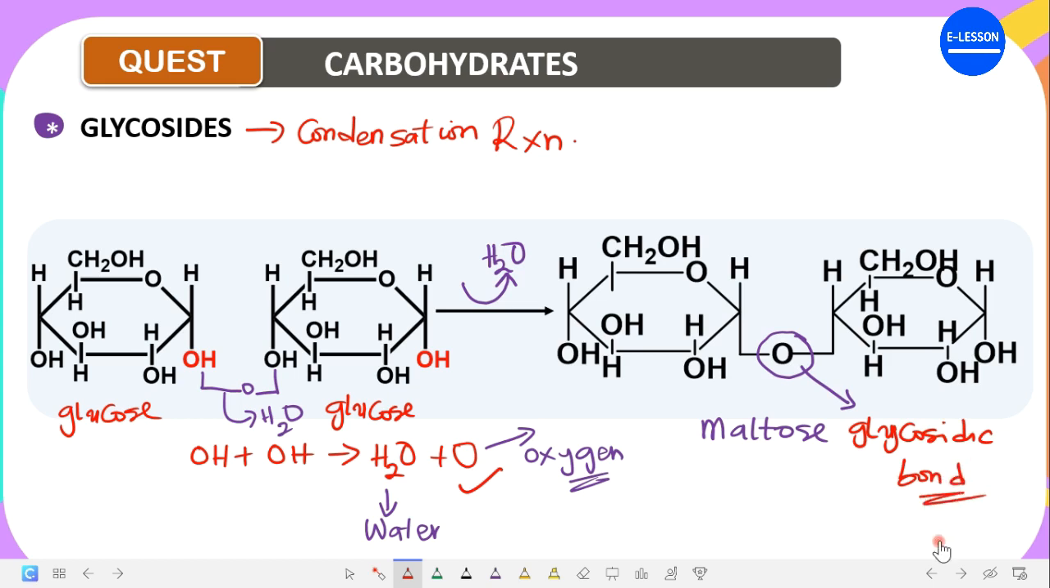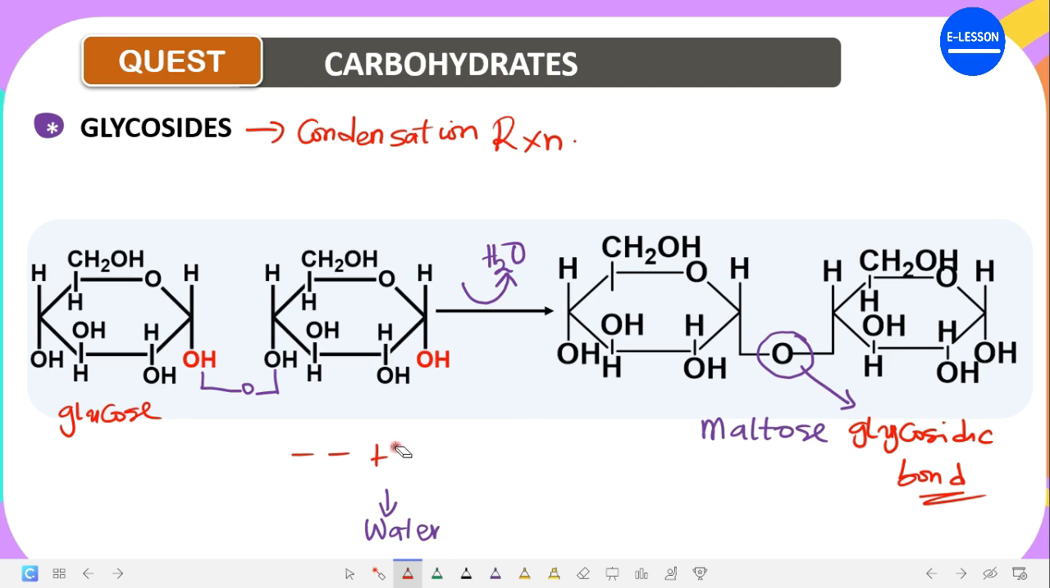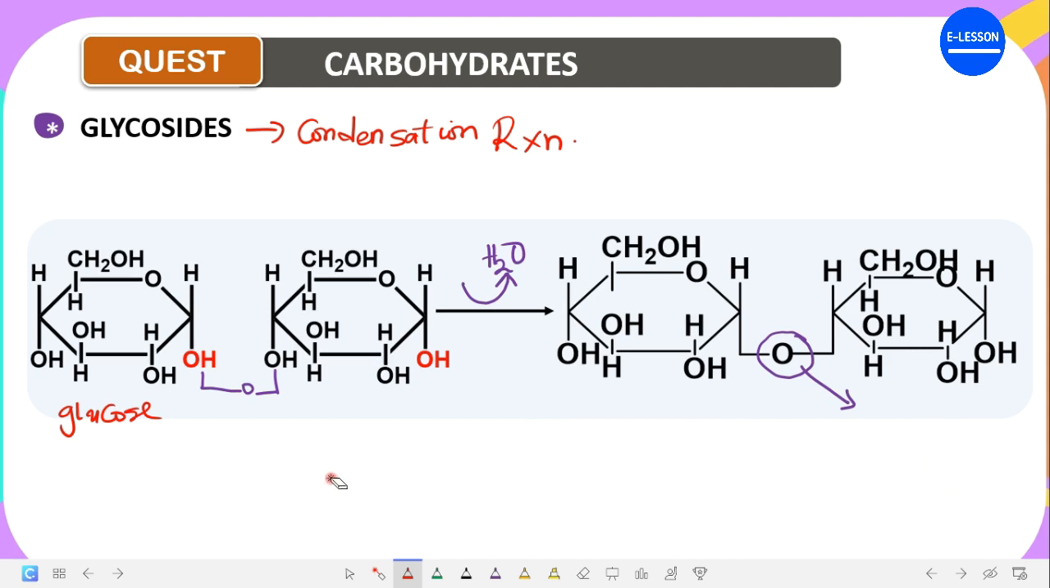Now, how do we name them? How do we name the glycosidic bond? We name the glycosidic bond based on the anomeric carbon. We should know what anomeric is by this time. We already know how these bonds are formed. Now, how do we name them is the next thing. I say we name them by the anomeric carbon.